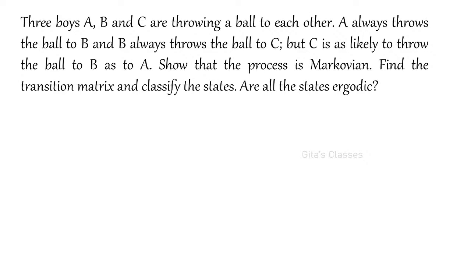This is a repeated question. 2-3 times they ask this question. Okay. So 3 boys A, B and C are throwing a ball to each other. A always throws the ball to B and B always throws the ball to C. But C is as likely to throw the ball to B as to A. Show that the process is Markovian. Find the transition matrix and classify the states. Are all the states ergodic?